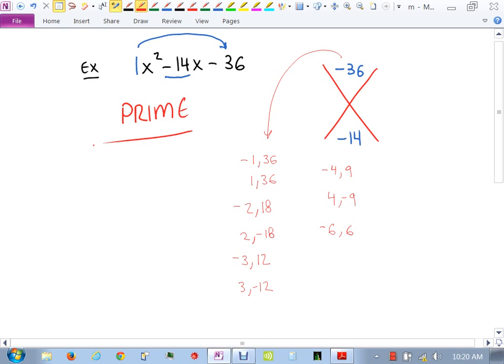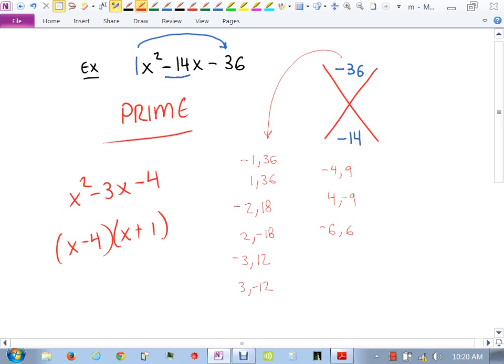That's what's happening. Okay? Now, there's a difference. If you have a problem that does break down, like this one, and it does break down to be this, but you can't figure that out, that doesn't mean it's prime. Because if it does factor, it's not prime. If it doesn't factor, then it's prime.